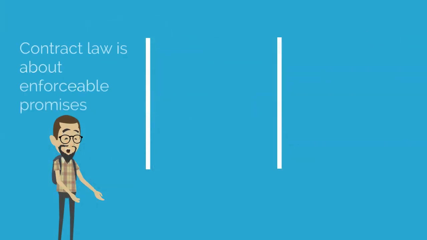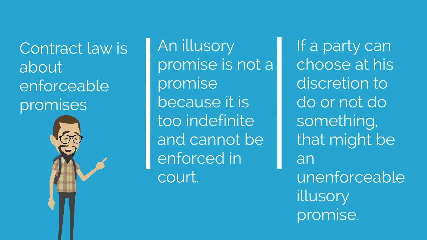To summarize, contract law is about enforceable promises. An illusory promise is a promise that is too indefinite and can't be enforced in court. For example, if a party can choose at its own discretion whether or not to do something, it may be an illusory promise that will not be enforced.